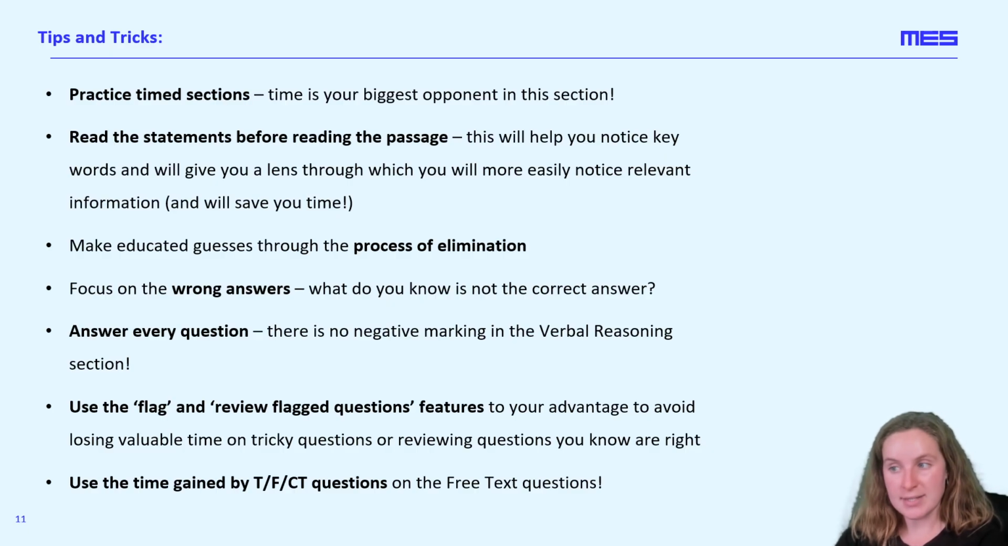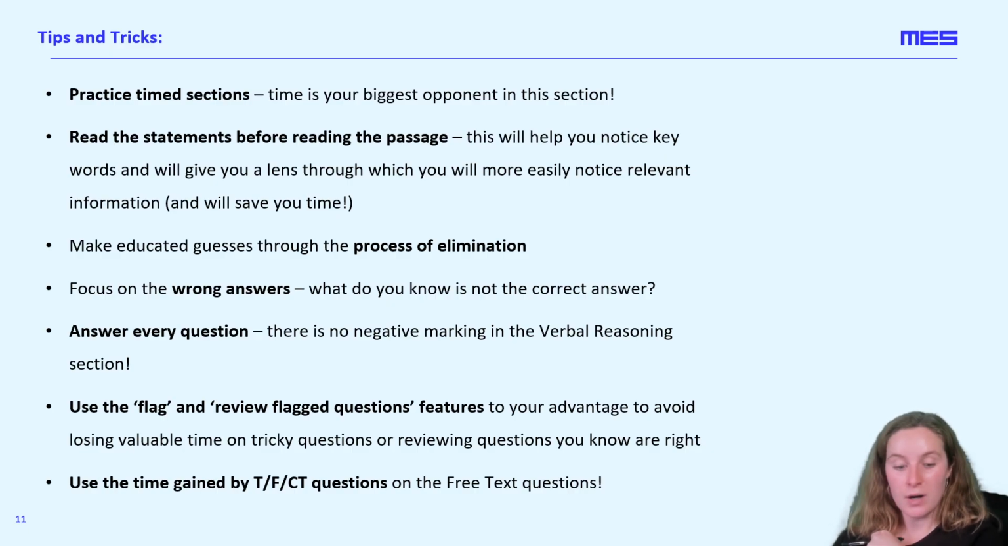You need to make educated guesses through the process of elimination, because even if you eliminate one option, you have a higher probability of getting the right answer. Focus on the wrong answers. What do you know is wrong? They're often easier to spot than the correct answer, because the correct answer is often a little bit hidden. Answer every question. There's no negative marking in the verbal reasoning section, so you get no points for not answering a question, but you have the potential of getting points for any mark you make. You don't lose points for answering wrongly.